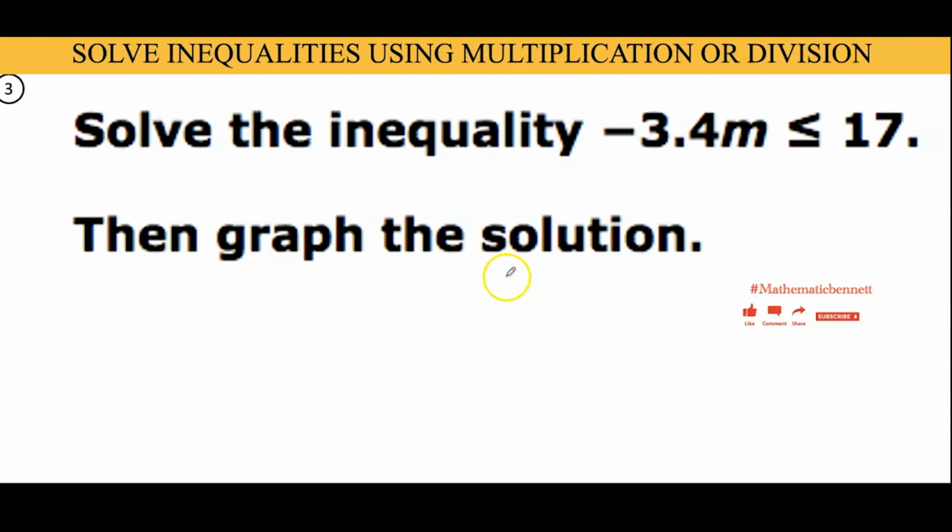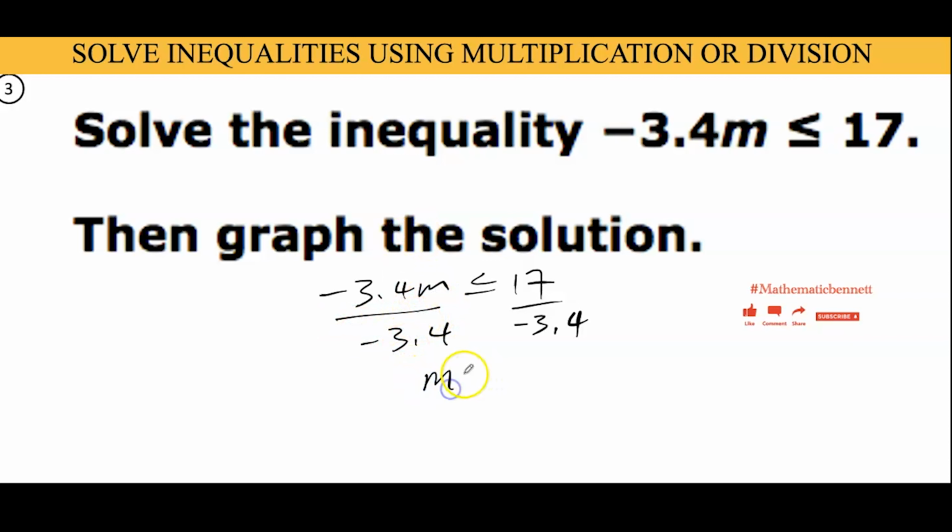Solve the inequality negative 3.4m is less than or equal to 17. Then graph the solution. So we have negative 3.4m is less than or equal to 17. From there we see that we can get m by itself by dividing both sides by negative 3.4. But there is something about inequalities when we divide by a negative number. When we divide or multiply by a negative number, we have to reverse the inequality sign. So it was less than or equal to, so now it's greater than or equal to negative 5.